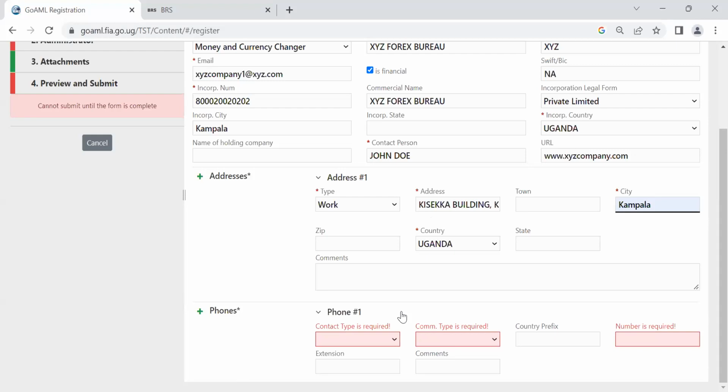All right, so after address, we have the phone. Same thing, pick the contact type, work phone. It may be a mobile phone. Our country prefix is 256. And here you put the actual phone number. No need to choose personal because it's all official. So work, mobile phone, country prefix 256, and the phone number.